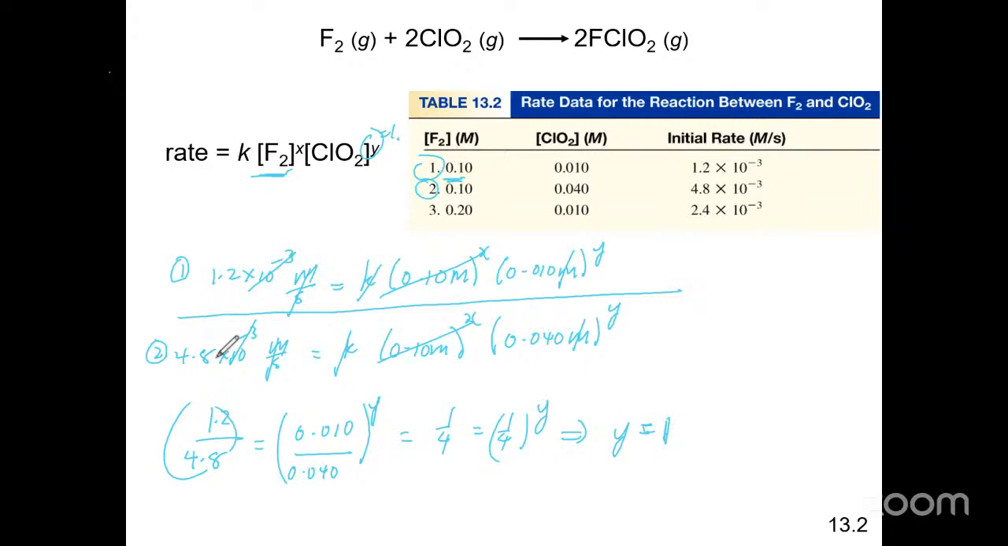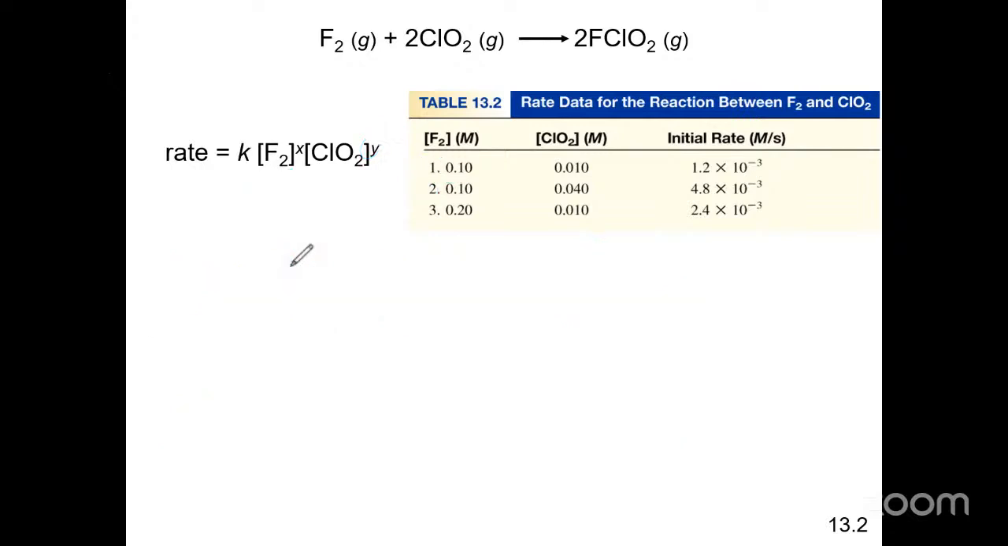Finished? All right, let me clear this. So the next thing I'm going to do now is compare this line to the third line, the third run, all right? And if you compare these two, you'll notice that the concentration of ClO2 is constant, while the concentration of F2 is double. So I'm going to start off with 1.2 times 10 to the minus 3 M per second.